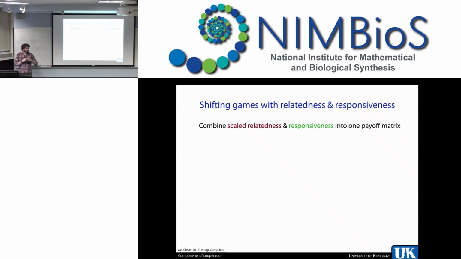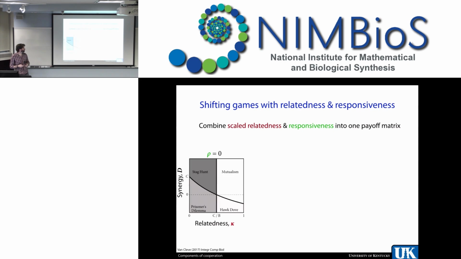Okay, so you can actually take those two things, and we did those each separately and put them into the same combined model, where you now have a certain level of relatedness in the population, and individuals can respond to the levels of cooperation of their partner as well. I won't show the payoff matrix for that.